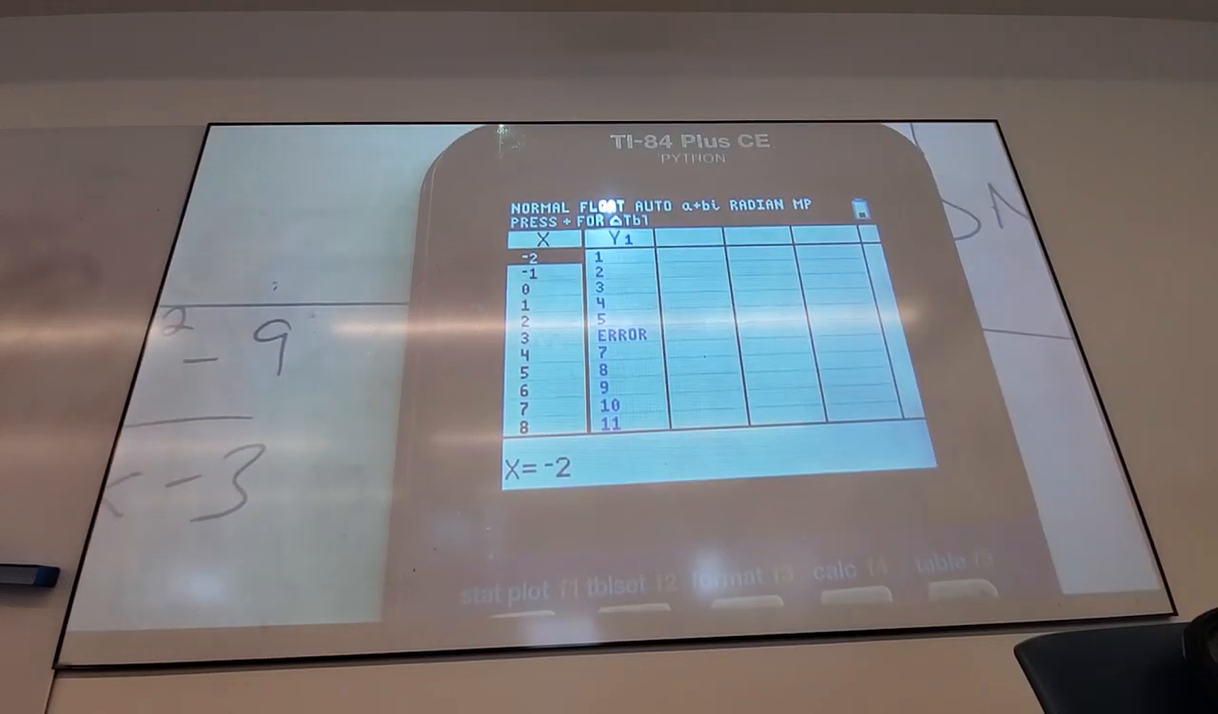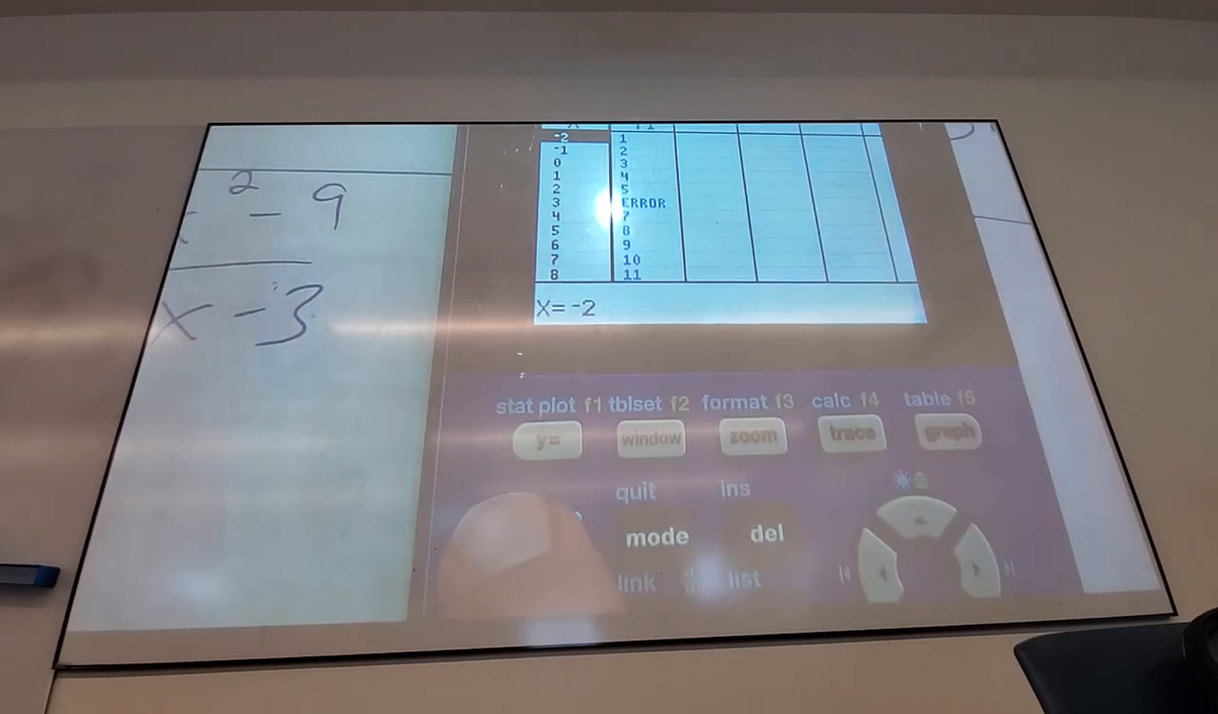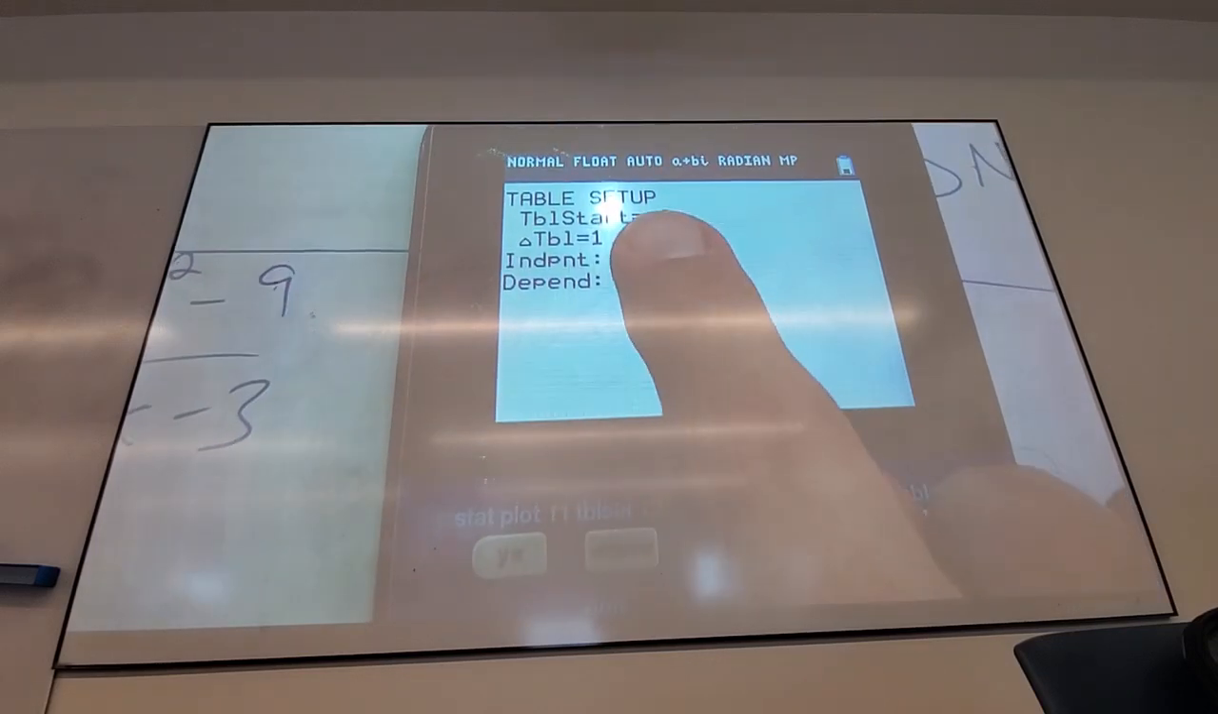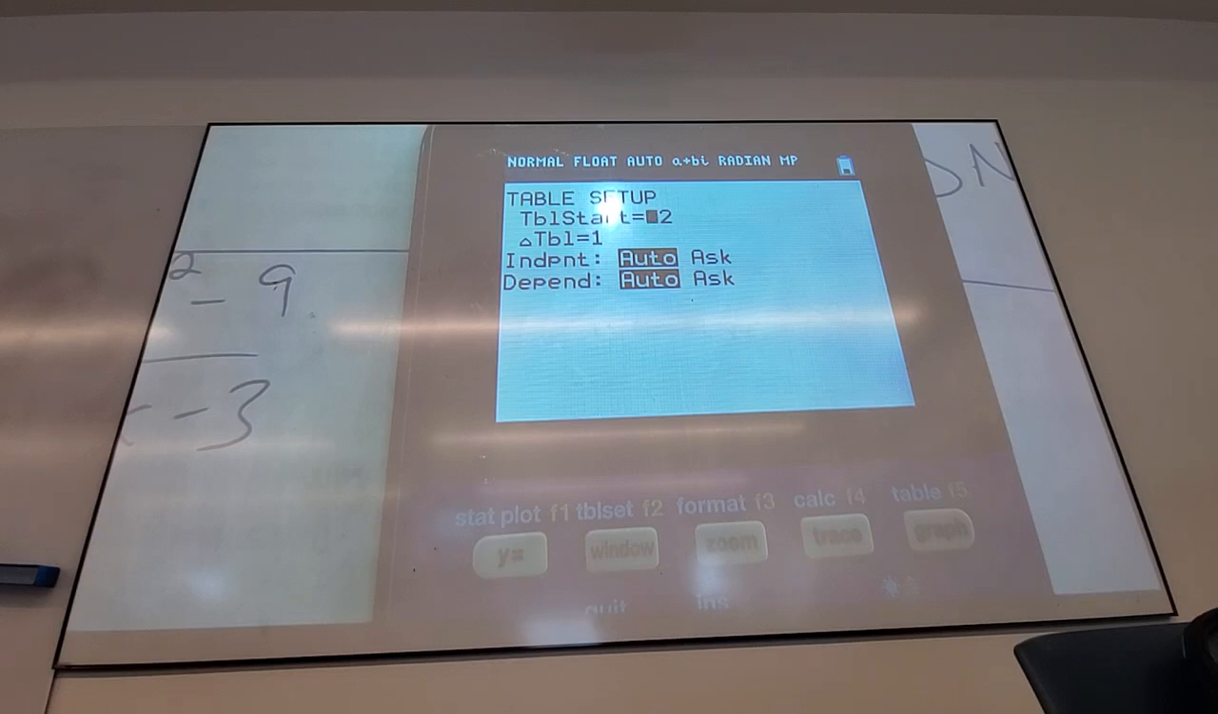Okay. So if I go right up here, see where it says table set? If I hit second window, I can set stuff about my table. Go to independent. What's the independent variable? That's the input. Because the dependent variable depends on what I pick for the input. So I'm going to make my independent variable ask. So the calculator is not going to do anything until I tell it what to do.